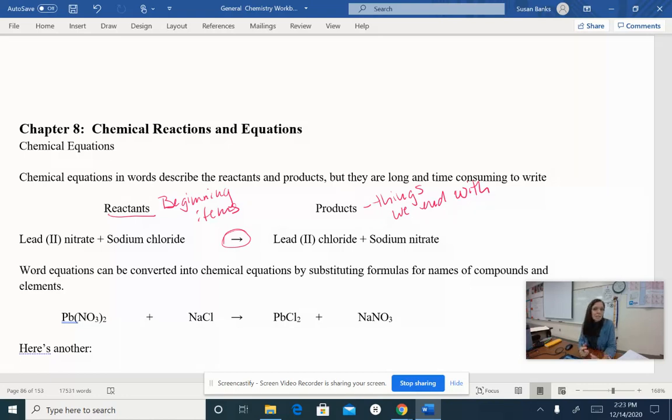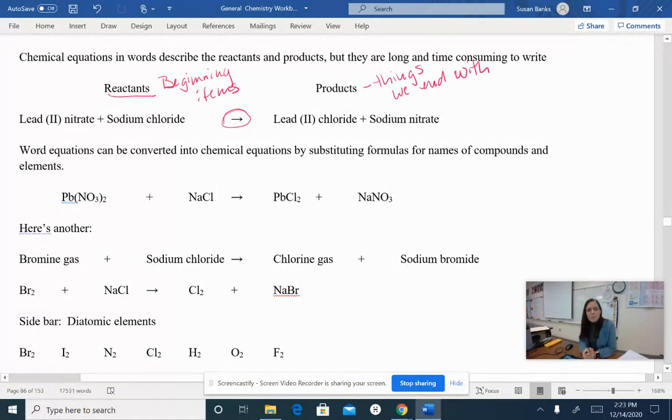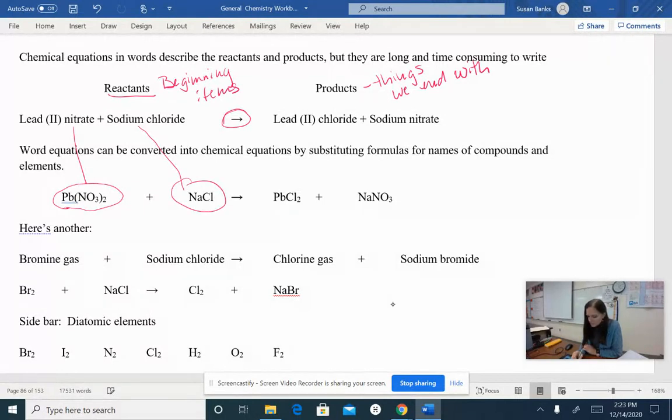It's kind of like, could you imagine doing math and writing out the words for the numbers all the time instead of just the symbols for the numbers? That's why we have the chemical symbols. It makes things so much easier for us to do. So let's do that same sentence in symbols. Okay, so if I substitute the chemical formulas using the symbols, here we go. We've got our lead 2 nitrate. This is the same thing. And our sodium chloride right here reacting to produce lead 2 chloride and sodium nitrate. I don't know about you, but I would much rather write this than the one on the top.